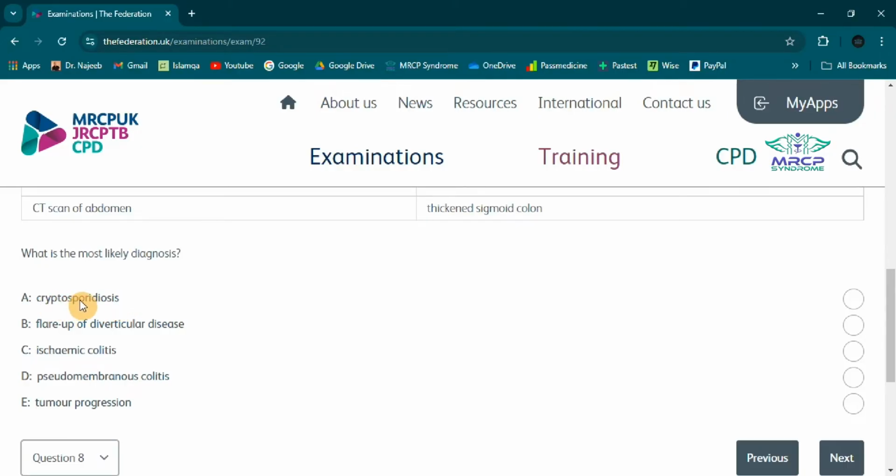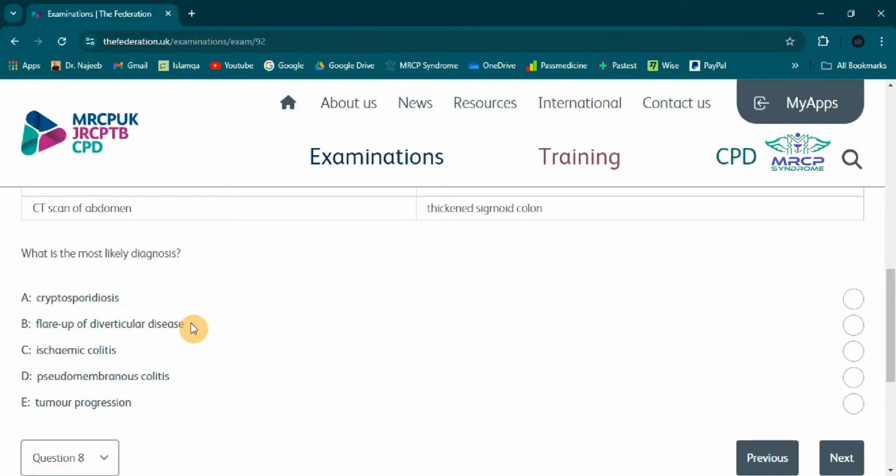Cryptosporidiosis will not result in the colonic wall thickening that is seen in the CT scan. And regarding the patient's clinical context, with the recent antibiotic use and the patient just in the second cycle of chemotherapy, this is less likely to be an immunosuppressed patient. So this makes cryptosporidiosis less likely.